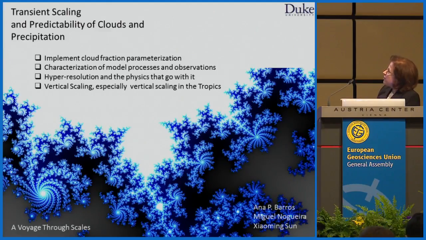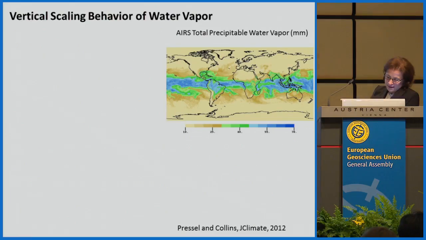And then other issues for us that are also important are these issues of hyper-resolution and really understanding the physics that go with it, because we oftentimes forget as we increase model resolution that we have highly parameterized physics. And so things happen that should not be happening. And we need to really keep numerics and physics and spatial resolution all in mind at the same time.